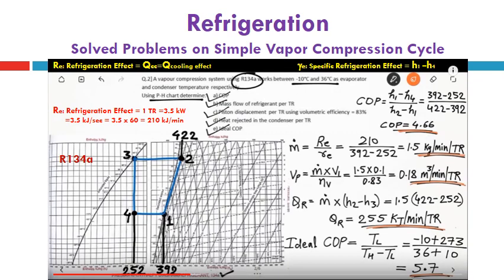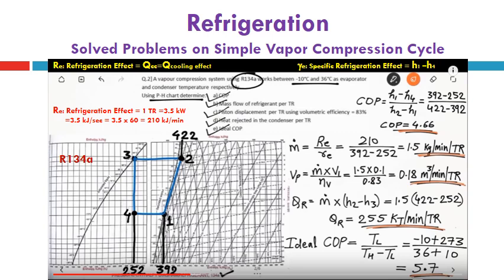This is the solution after presentation on the pH diagram, using the same pressures and temperatures located on the evaporator and condenser, similarly to problem number 1 solved using R12, but here we use a chart of refrigerant R134A. We get the COP, which has increased compared with the previous problem, where it was 3.66. If we replace the refrigerant, we get a COP of 4.66. Also, the mass flow rate of the refrigerant has been reduced from 1.9 to 1.5.